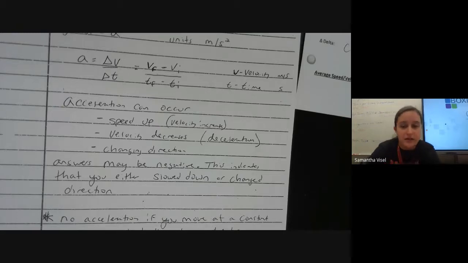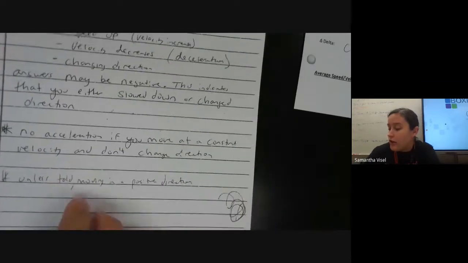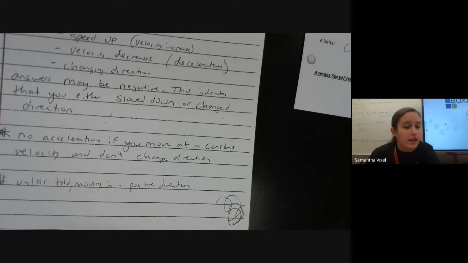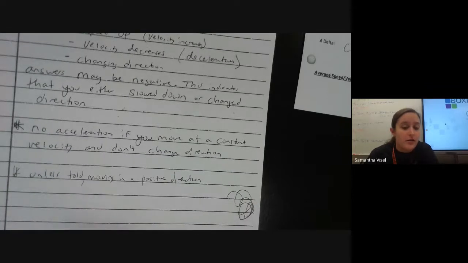Answers you might find to be negative. This either indicates a deceleration, so you slow down, or a direction change in the negative direction. If you don't change your velocity, then you can't be accelerating. If you're moving at a constant velocity and you never change direction, then you are never accelerating. In that case, you're just maintaining a constant speed. Unless you're told otherwise, you can always assume that positive directions are being implied, unless the problem tells you otherwise.